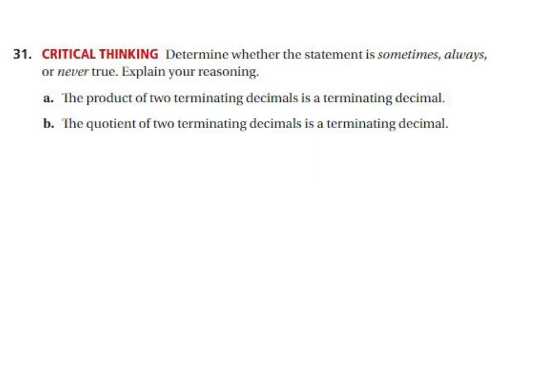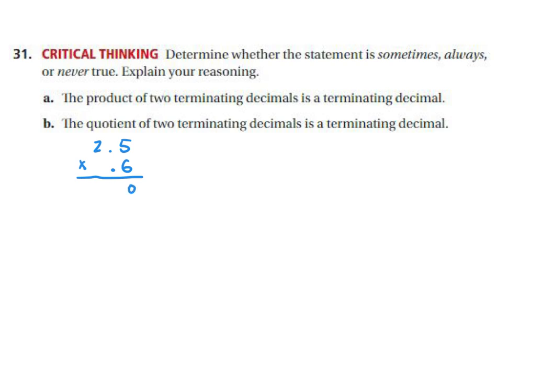For our final question today, it says determine whether the statement is sometimes, always, or never true. Explain your reasoning. The product of 2 terminating decimals is a terminating decimal. So let's just do an example here and see what we think. Let's pick a terminating decimal, 2.5, and let's multiply that by a terminating decimal, 0.6. Both of those decimals terminate.